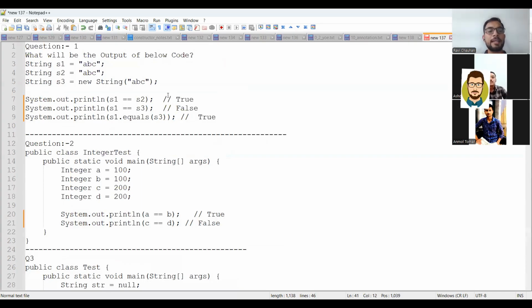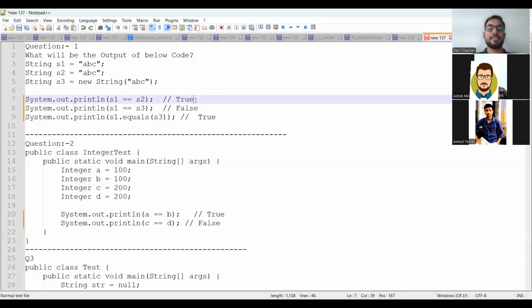So I am coming to question number 1. You were telling at the start that the double equal operator is for reference comparison, right? Yes, sir. Okay, S1 and S2 both have different references. S1 equals S2, yes. Then why are you saying true?